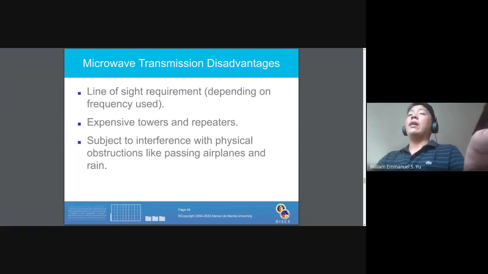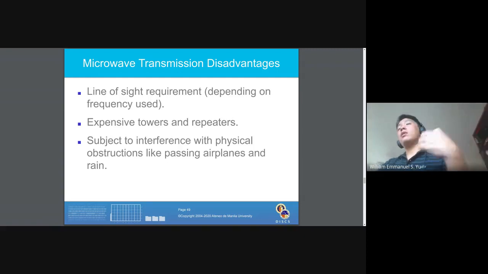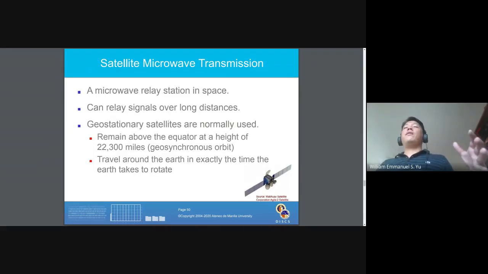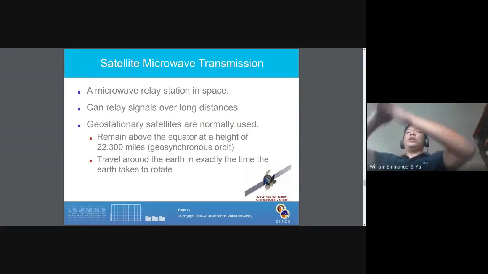Disadvantage though, kailangan ng line of sight. You must be able to see from your site to the other site. Towers and repeaters can be expensive if you need to exceed more than 30 miles. And of course, it's prone to interference. So any type of interference can affect it, including rain in some cases, right? Of course, growing trees and billboards are the biggest pitfalls because it blocks your line of sight, right? So that is microwave, point-to-point microwave. Now, if we take the tower and put it in space, that is a satellite.